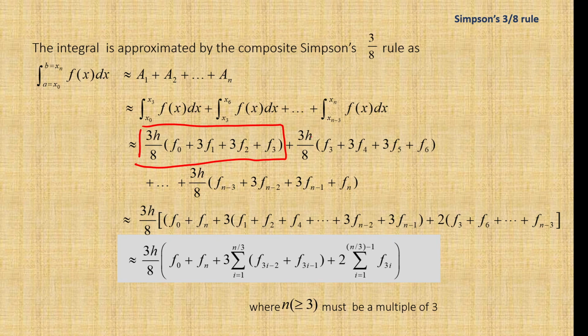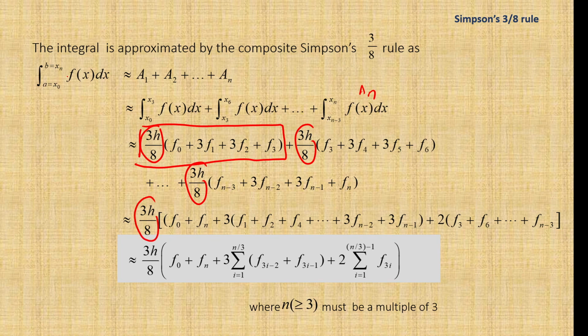Again, you have 3h over 8. Starting from 3 to 6, the starting and ending f is 1 time: f3 1 time, f6 1 time. The intermediate f4, f5, 3 times. Up to the last, An, this is fn, and then the front will be f(n minus 1), f(n minus 2), f(n minus 3). The starting and ending f is 1 time, the intermediate f is 3 times. Then you got 3h over 8. So again, you factor out 3h over 8 from each term you have here.